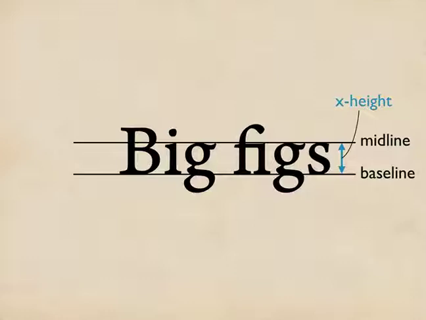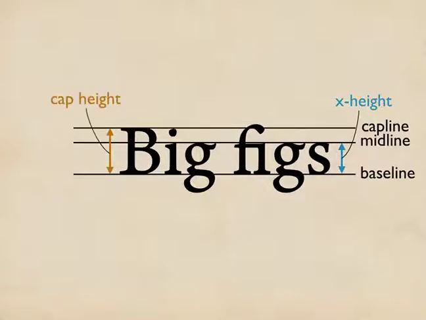There are a few other lines going on here. Let's draw a line over the top of the capital letter at the beginning. So this line is just at the top of the capital B. You won't be surprised to learn this is called the cap line. The distance from the baseline to the cap line is called the cap height. Again, short for capital height.